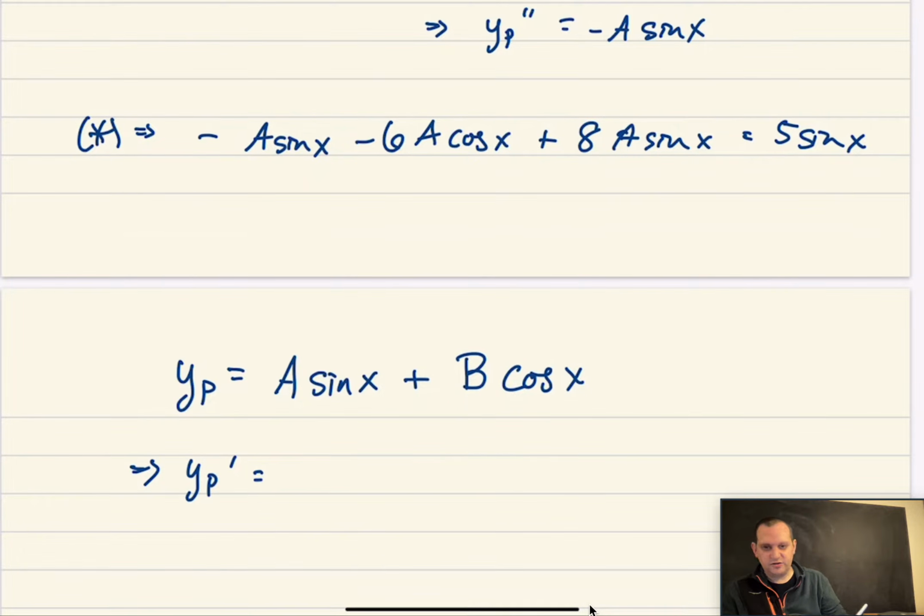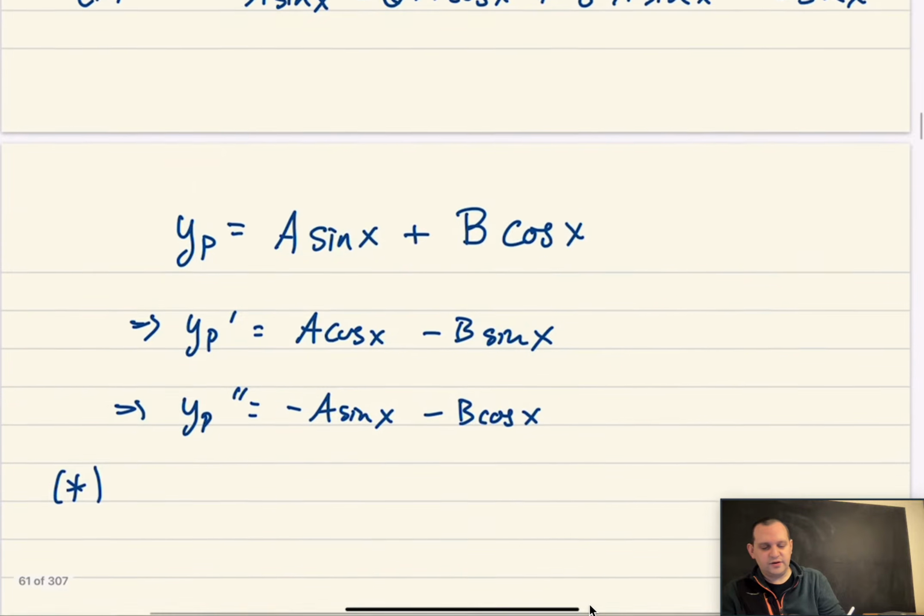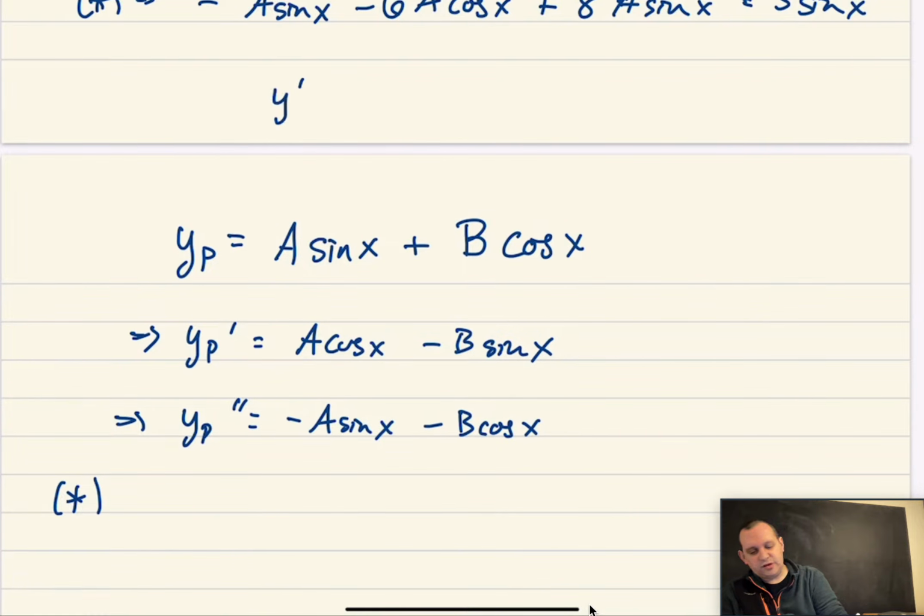We're going to take the first derivative. This will be a cosine of x minus b sine of x. The second derivative is going to be negative a sine of x, negative b cosine of x. And we're going to plug those back into our differential equation star, which said that we had the second derivative. Let me just rewrite this so that we can see everything on the screen here.